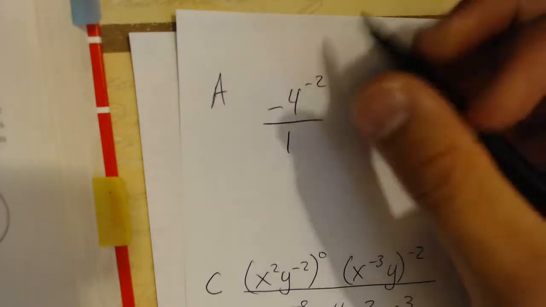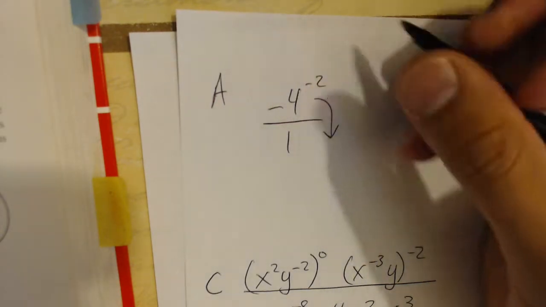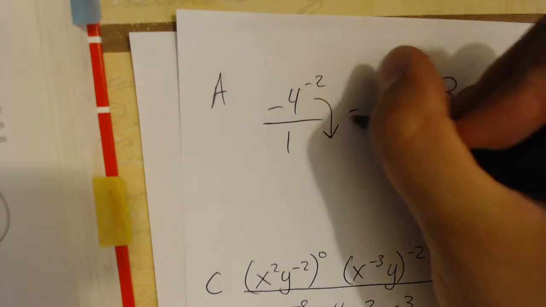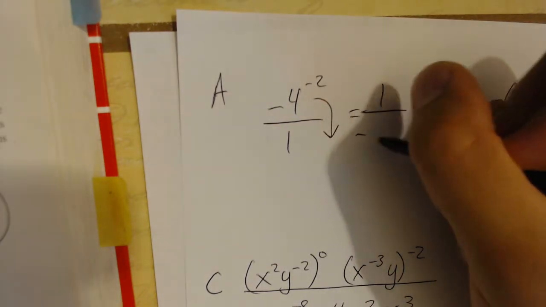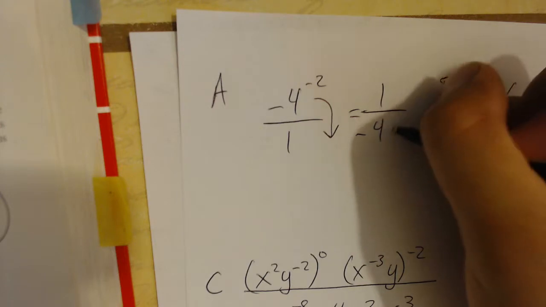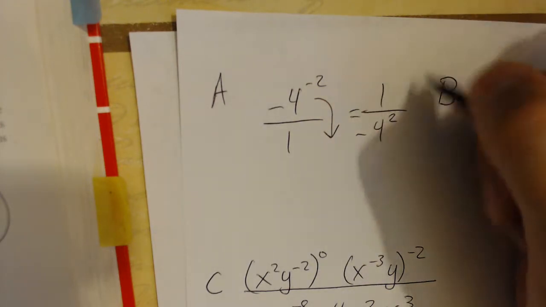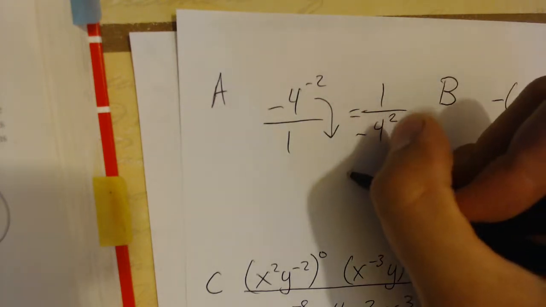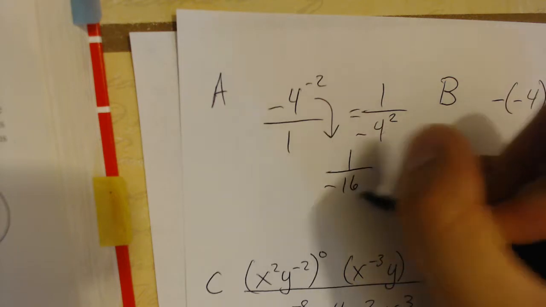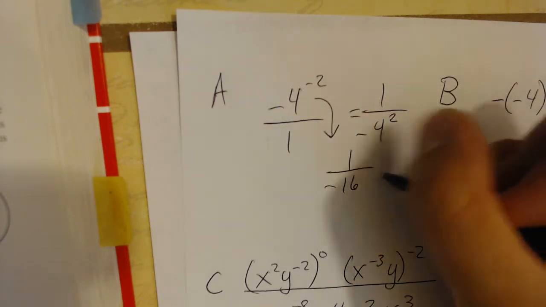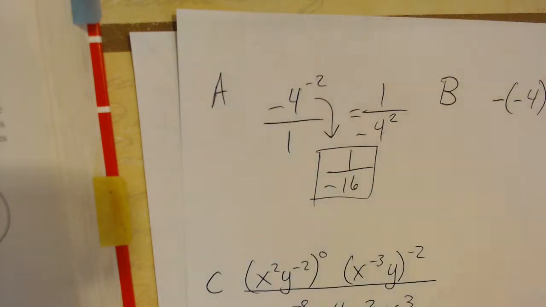So this negative moves this down, and it becomes 1 over negative 4 squared. 4 squared is 16, so then we get 1 over negative 16. The negative can move out, so our final answer is just negative 1 over 16.